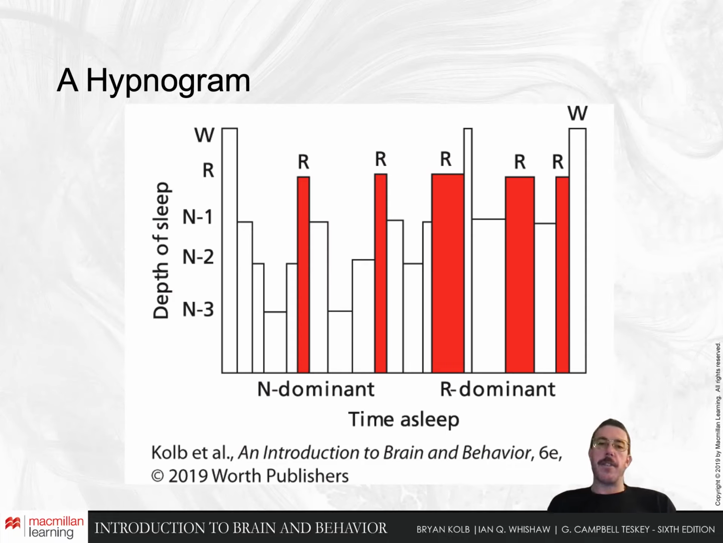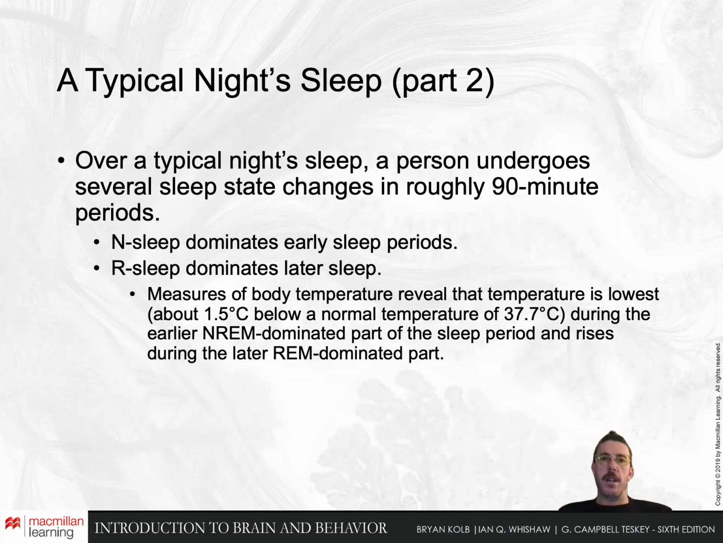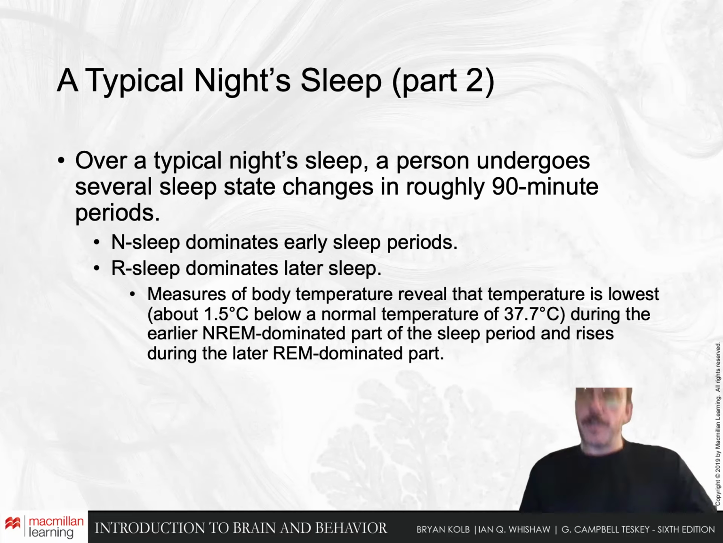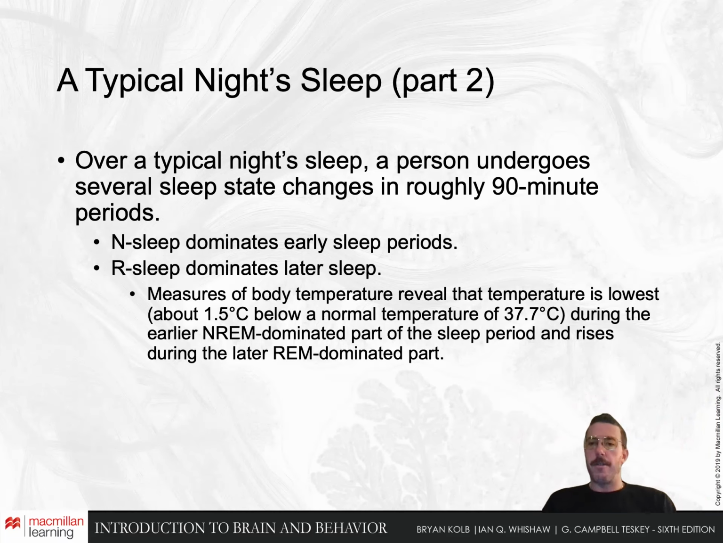Generally, the beginning of our night is dominated by these deep sleep cycles, and the end of the night is dominated by rapid eye movement activity and much less deep sleep. And then we also see that these cycles occur between deep sleep and REM sleep, deep sleep and REM sleep, about every 90 minutes. Temperature's lowest during the earlier non-REM dominated part of the sleep, and then it goes up and matches closer to the normal body temperature during the REM dominated parts of sleep.